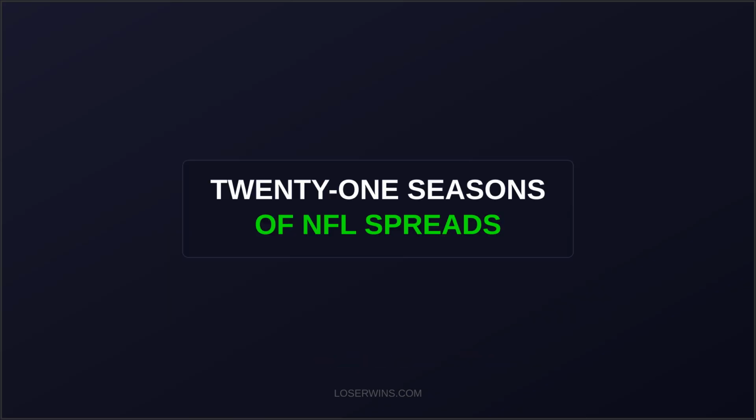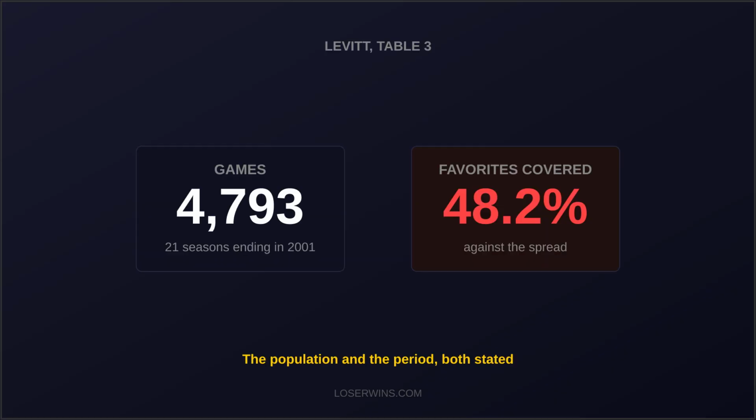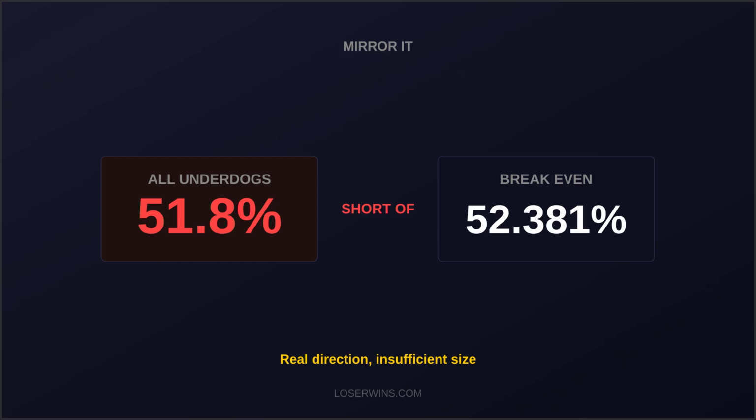Next, 21 seasons of NFL spreads. Levitt's third table covers 4,793 NFL games across 21 seasons ending in 2001. Favorites covered the spread 48.2% of the time. Mirror that, and the underdog side sits near 51.8% once pushes come out, which is a loss. 21 years of football, and a bettor taking every underdog on the board would have bled about a point of return per unit staked the entire time.